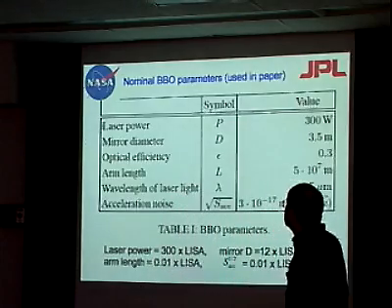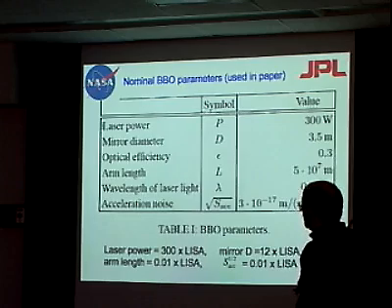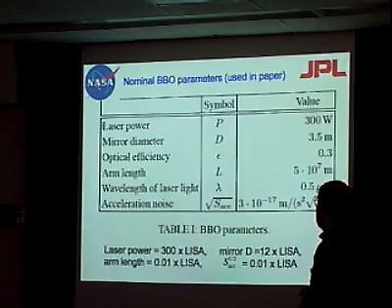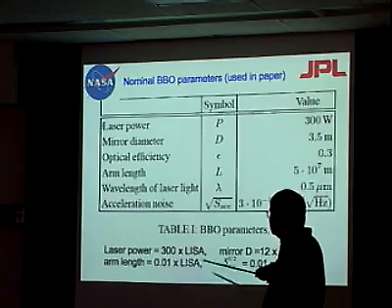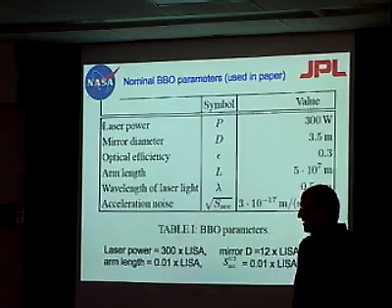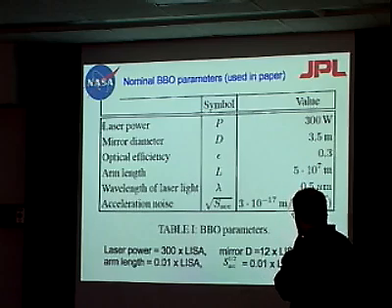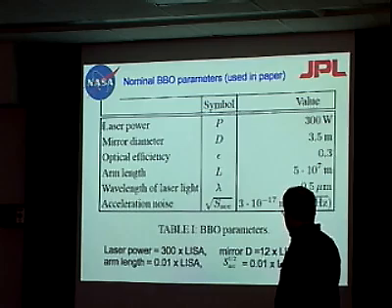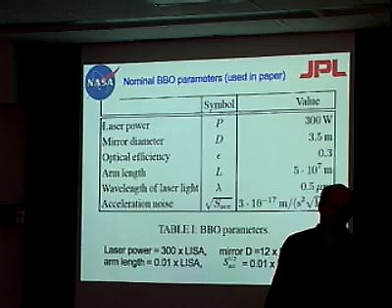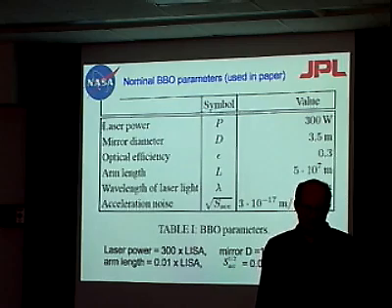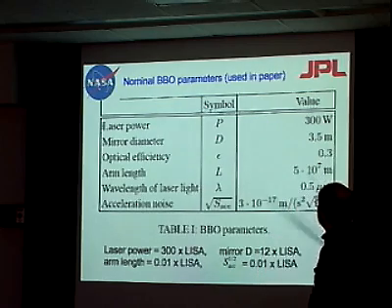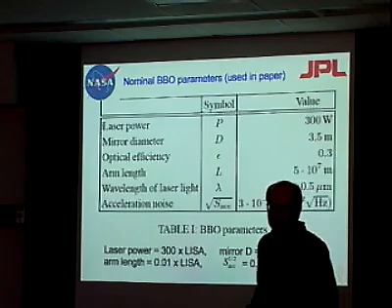How is it possible, just briefly, to build the BBO with these parameters? Well, it involves taking LISA's laser power and upping it by a factor of 300, taking the mirrors and upping their diameters by a factor of 12, decreasing the arm length by a factor of 100, decreasing the acceleration noise by a factor of 100. So it wouldn't be easy. So consider this a project for the future. Okay.